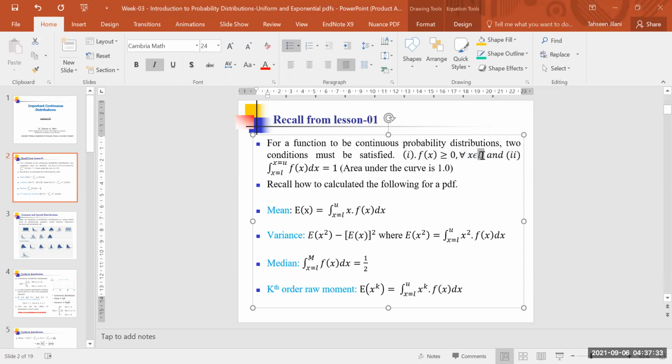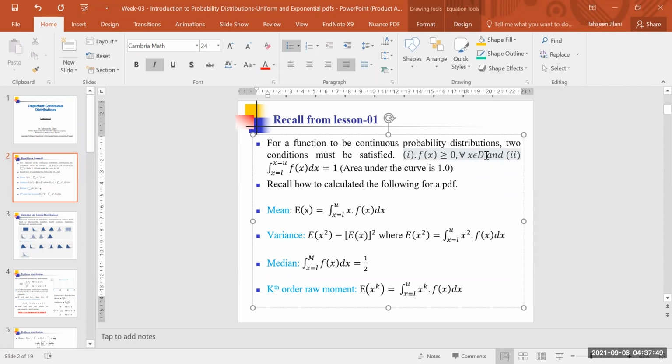You can have different domains for different functions. So if you want to satisfy this condition, we put different values of x from the domain set, and for all x values, the function is positive.